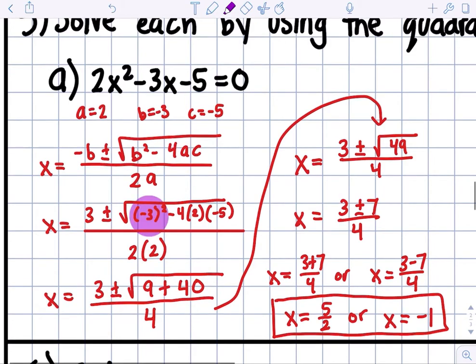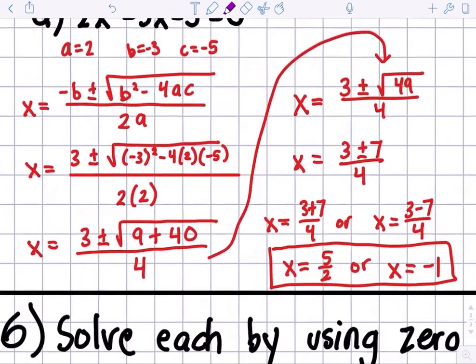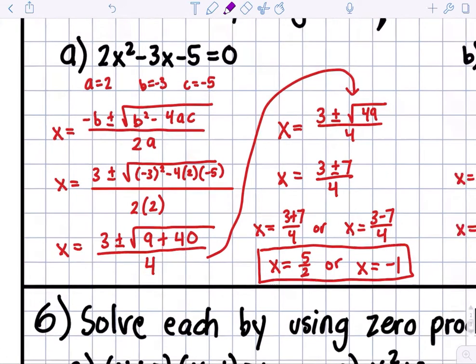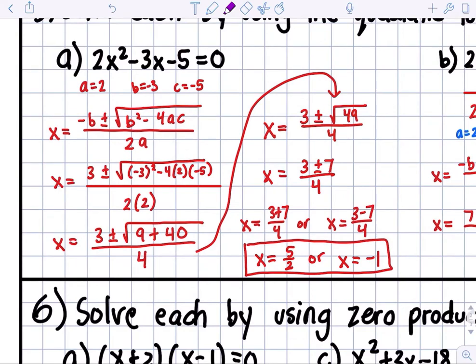Then you're going to have (-3) squared minus 4 times 2 times -5. Multiply all that out, and you get this. Add the 9 and 40 to get square root of 49, and the square root of 49 is just 7. Then let's make our two equations: (3 + 7) over 4, or (3 - 7) over 4, because plus or minus gives you two equations.